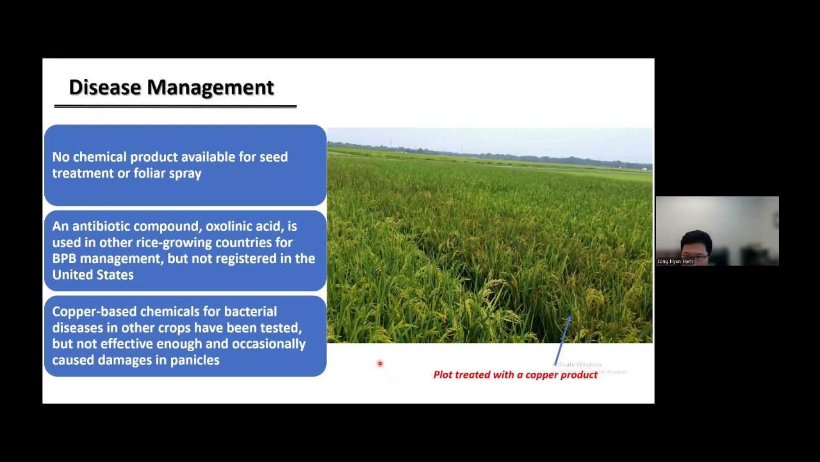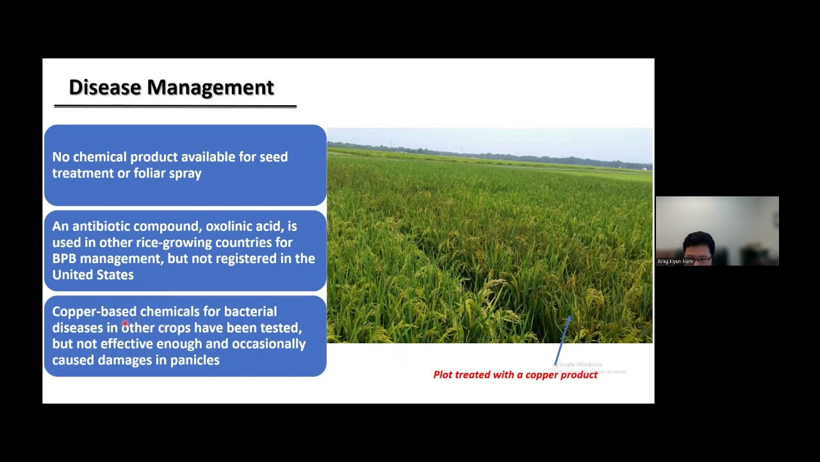As for disease management, because this disease is caused by a bacterial pathogen, fungicide is not useful, and there is no chemical product available for managing this disease. An antibacterial compound called oxolinic acid is used as a chemical agent in other rice growing countries, but this chemical is not allowed in the United States.